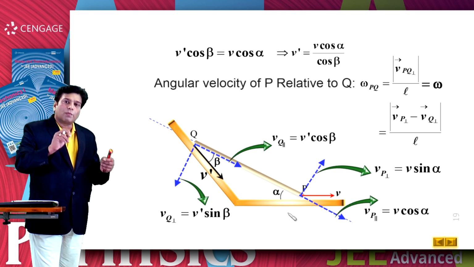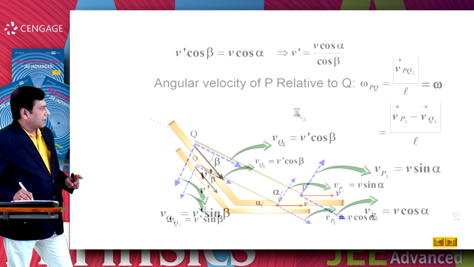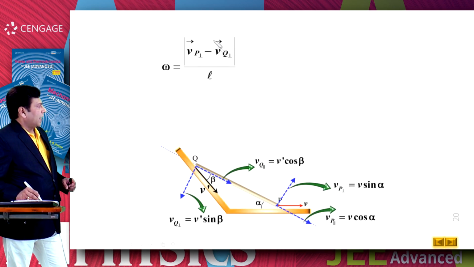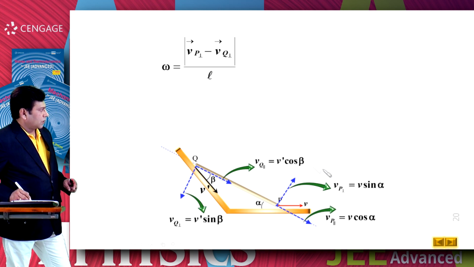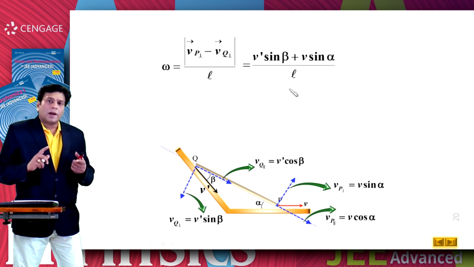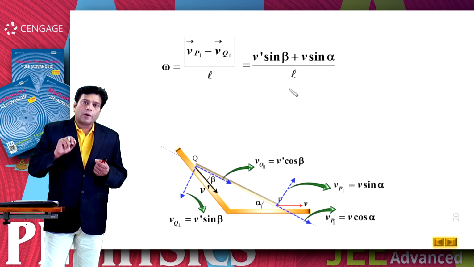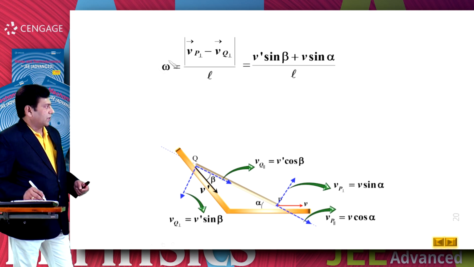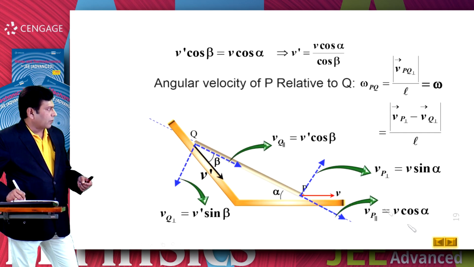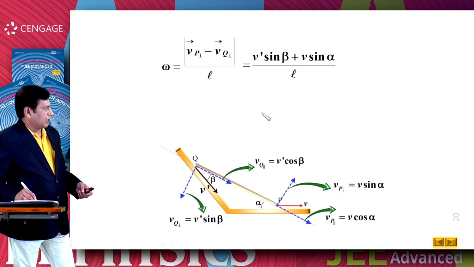Now we know these components are opposite to each other. So the relative velocity component should be added together. So let us write the formula for the angular velocity again. And now we can substitute these values. That is V sin alpha plus V dash sin beta overall divided by L. We have already calculated the value of V dash. So what we can do? We can substitute the value of V dash in this equation. You know, V dash value we have calculated here. So we can substitute this V dash value at this position.